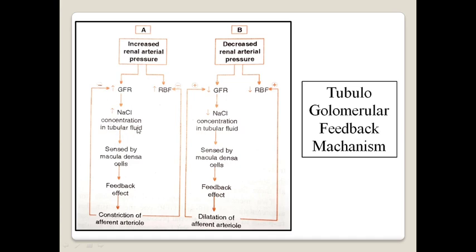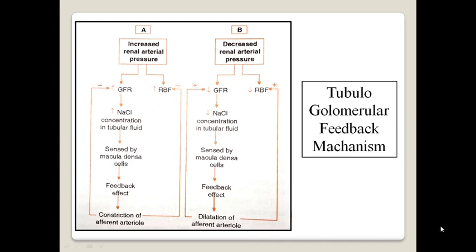This sodium chloride concentration in the tubular fluid is sensed by the macula densa cells. We had discussed earlier about the macula densa cells. These are the sensors of change in the sodium chloride concentration. So if the sodium chloride concentration in the tubular fluid is increased, then macula densa sense this change and give feedback. Macula densa are present where?